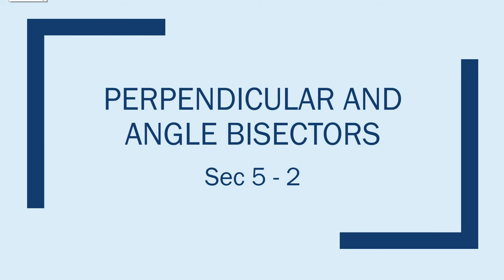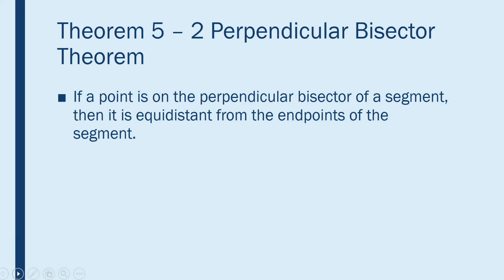Section 5.2 has to deal with perpendicular and angle bisectors. So let's take a look. Theorem 5.2, the perpendicular bisector theorem. If a point is on the perpendicular bisector of a segment, then it is equidistant from the endpoints of the segment. So let's draw a picture.